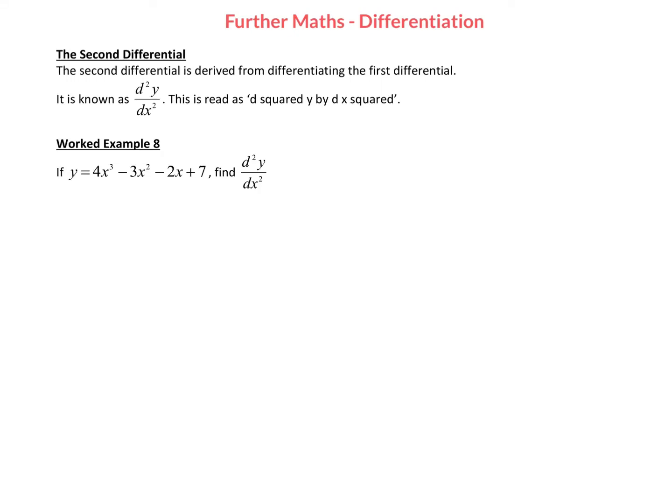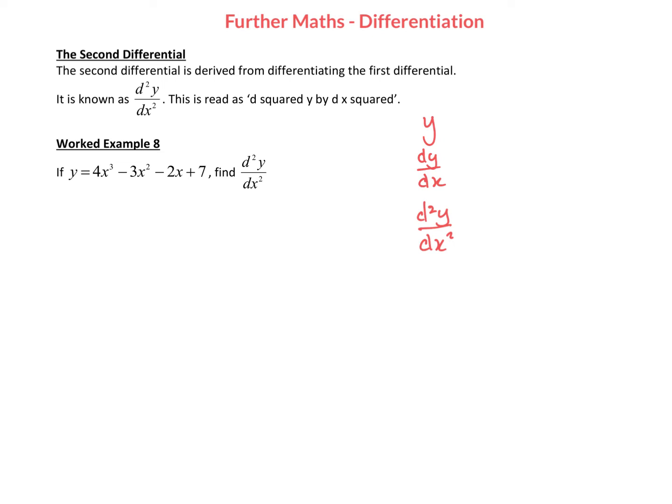We've seen that when we have a function y that's written in terms of x, we can differentiate that y term to get dy by dx. This means we differentiate the y equation with respect to the letter x. We can then take that equation and differentiate it again, and when we do that, we get d squared y by dx squared. This is called the second differential, or the second derivative. So let's have a look just at how we do that with an example here.